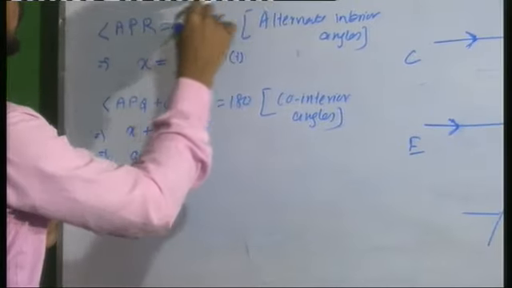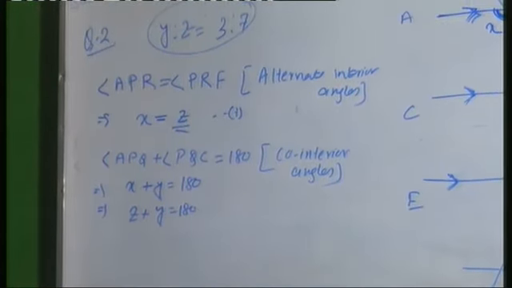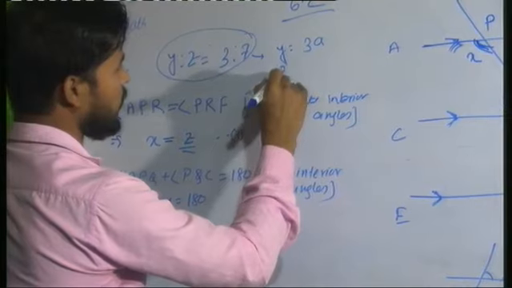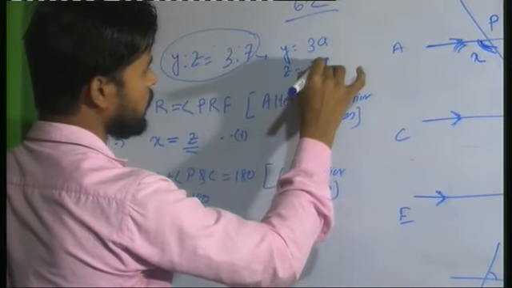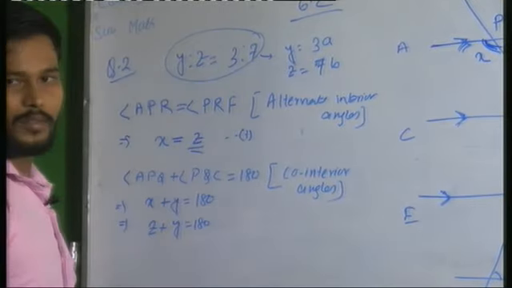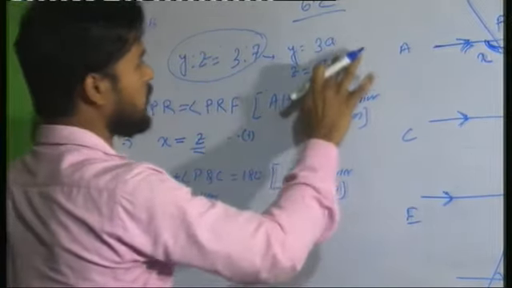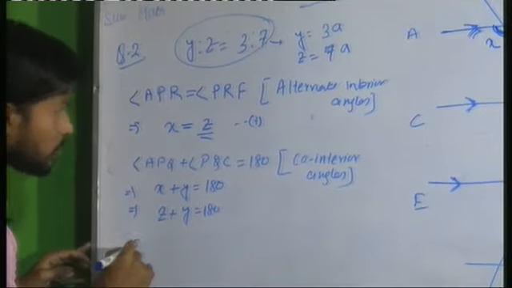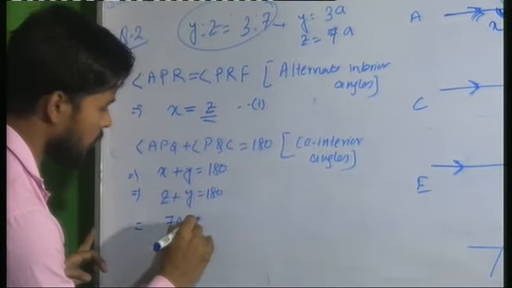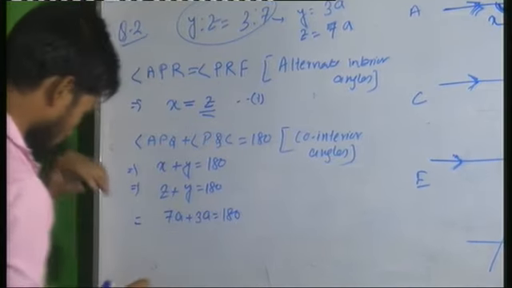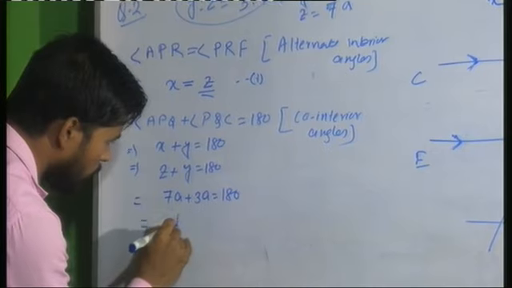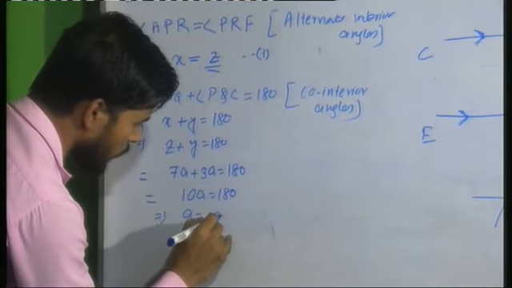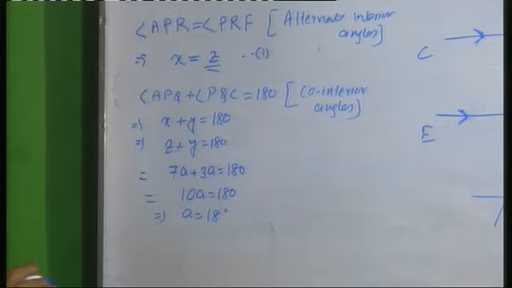Now look, we have a given condition, y is to z equal to 3 is to 7. So we choose y equal to 3a and z equal to 7a. Now put y equal to 3a and z equal to 7a in here. So 7a plus 3a is equal to 180 degrees. That is 7 plus 3, 10a, is equal to 180 degrees. That is a equal to 18 degrees.